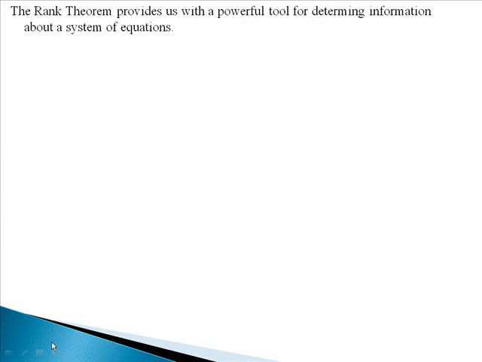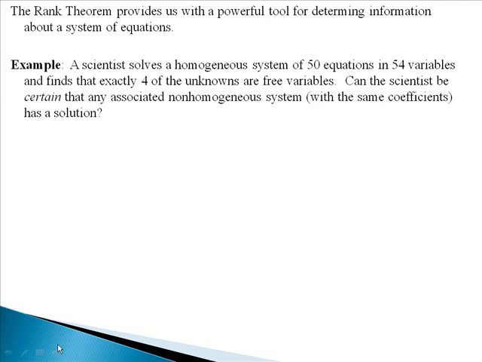The rank theorem then provides us with a powerful tool for determining information about a system of equations. So in this example, a scientist solves a homogeneous system of 50 equations in 54 variables and finds that exactly 4 of the unknowns are free variables. Can the scientist be certain that any associated non-homogeneous system with the same coefficients has a solution?